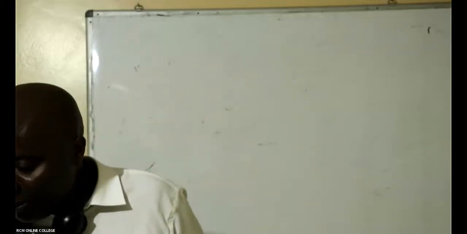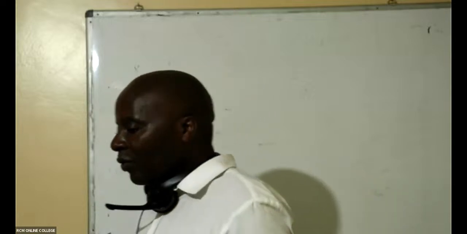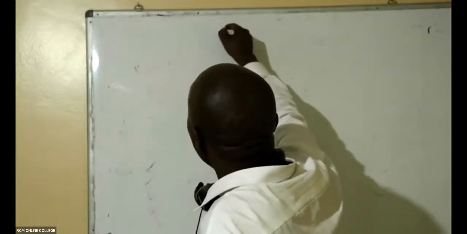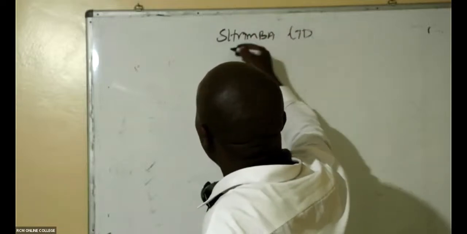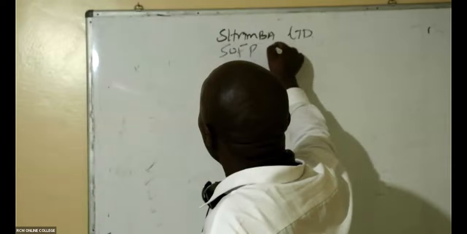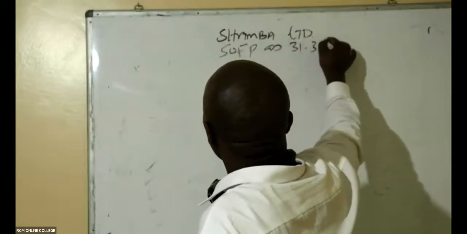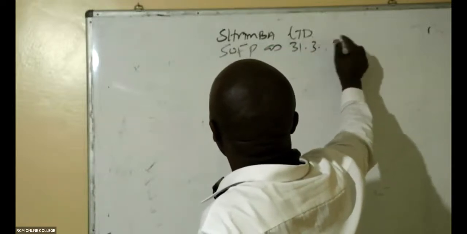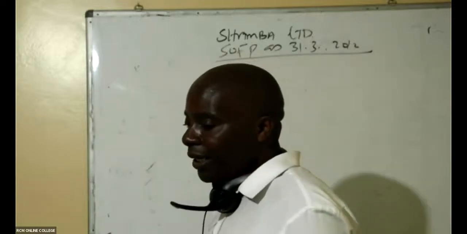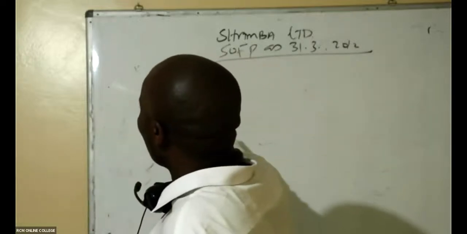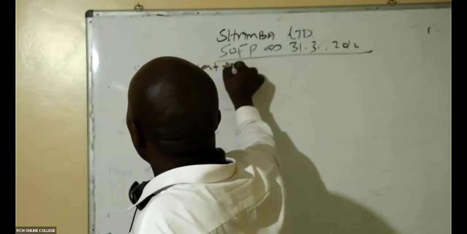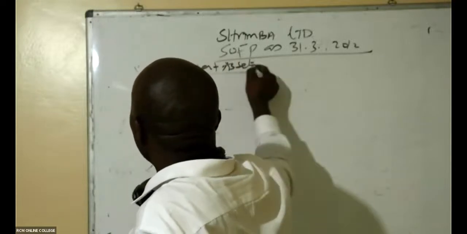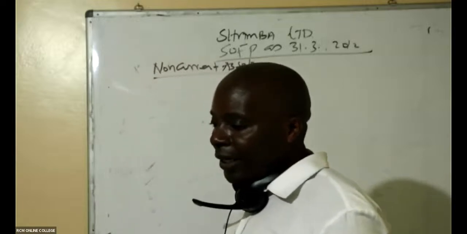So they want me to do a balance sheet. Of course, I know you guys are very good in the preambles, the one of writing the names. So we have the Shamba Limited. Statement of financial position as at 31st March 2012. You underline. So you start with assets as usual, and the very first asset for you to capture here are the non-current assets.